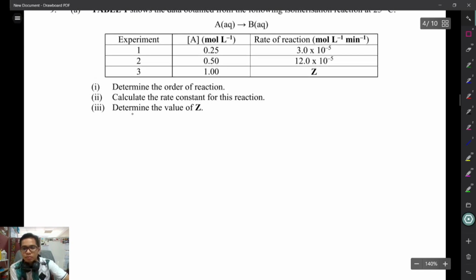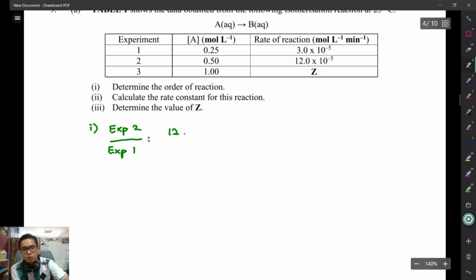Right, so number 1. Experiment 2 divided by experiment 1. Can you do 1 divided by 2? Yes, you can. Experiment 1 divided by experiment 2 also can. Up to you.